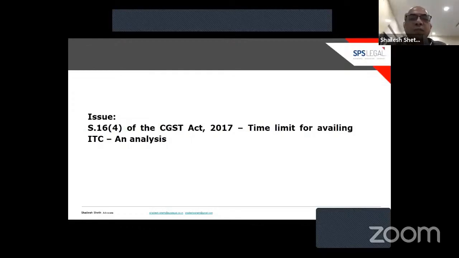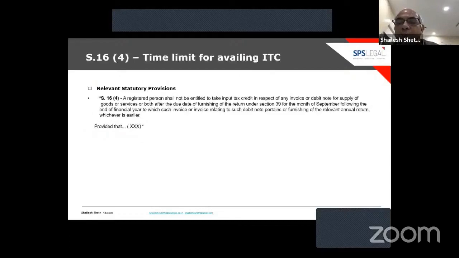Coming to the next issue, Section 16.4, time limit for availing ITC. Friends, Section 16.4 prescribes the time limit for availing the ITC. In short, it says any ITC on any invoice or debit note for a financial year should be taken before the expiry of the due date for furnishing the annual return for that financial year, or the due date for filing of the return for the month of September of the subsequent financial year. In other words, whichever is earlier.